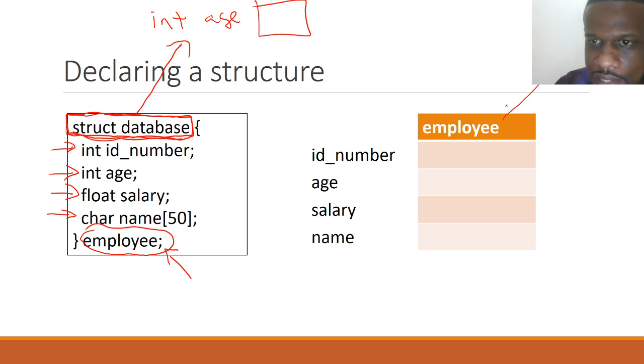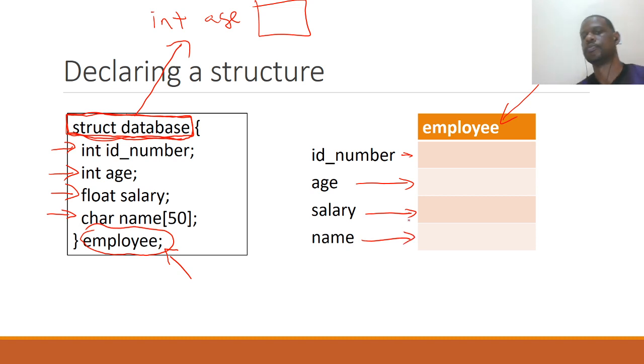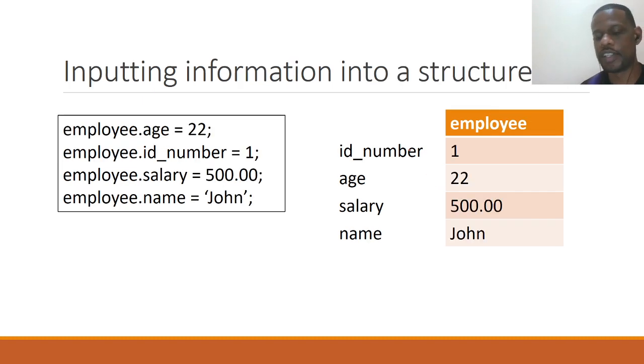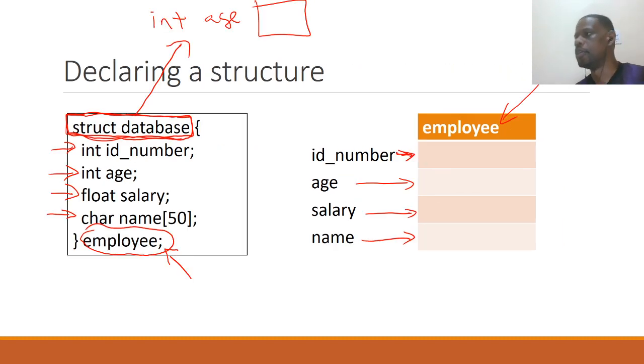Therefore, the name of the structure is called employee. I have a space to hold an ID number, a space to hold an age, a space to hold a salary, and a space to hold a name. Good? So what's going to happen is I'm going to now be able to fill. Sorry, everybody okay with that there?